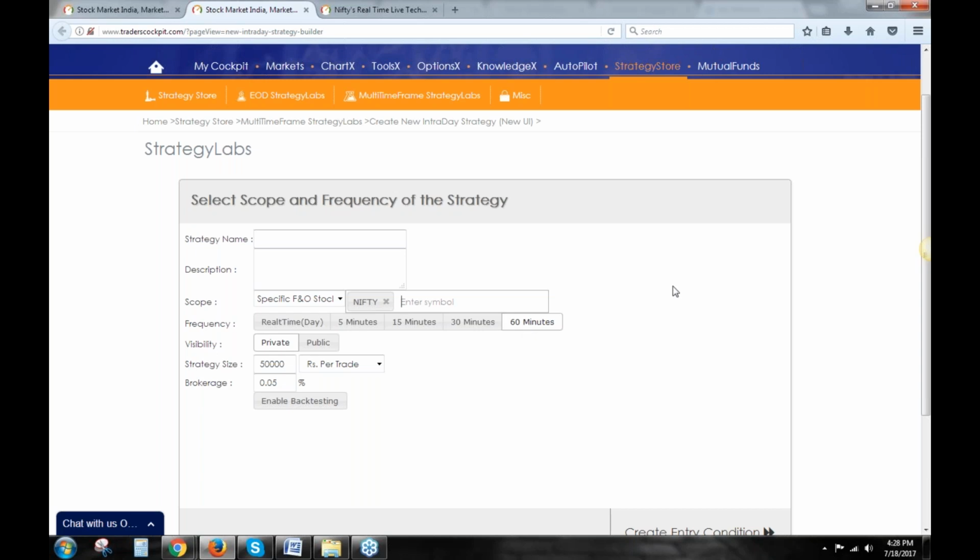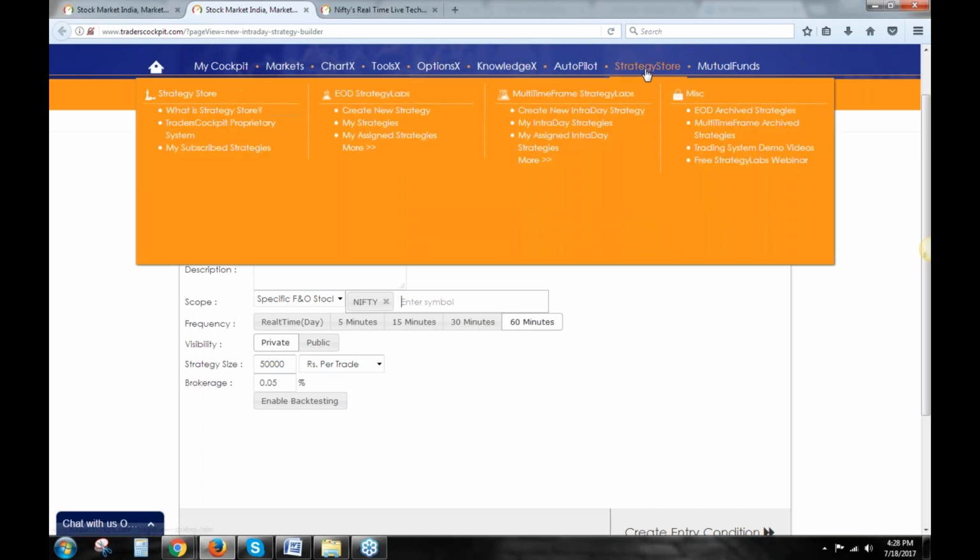To start with the module once again, I repeat. We come to this Strategy Labs page. In this, you find this EOD Strategy Labs module available, as well as the intraday Strategy Labs module. Let me do one thing. Let me create a strategy on the EOD, end of the day, Strategy Labs module and show you how that works out.